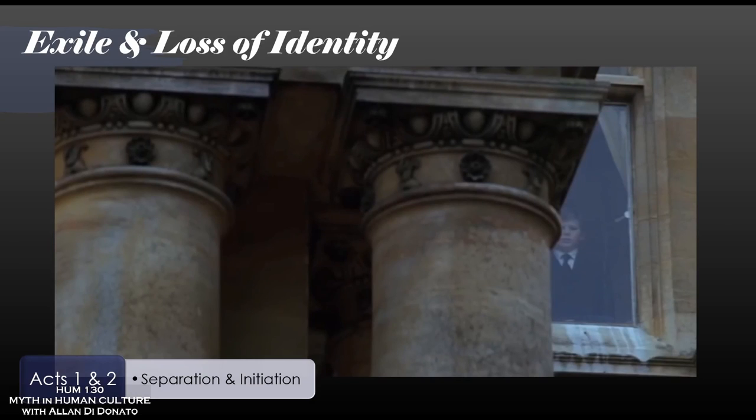The exile, right? The loss of identity. Here we're going to look at kind of a mixture of scenes, Act 1 and 2. I edited it, but they're really right there next to each other. So I'm going to just call this Act 1 and Act 2. We're going to see separation and then into the initiation stage in just a brief moment. But pay attention to the imagery. I like the way this scene is set up.